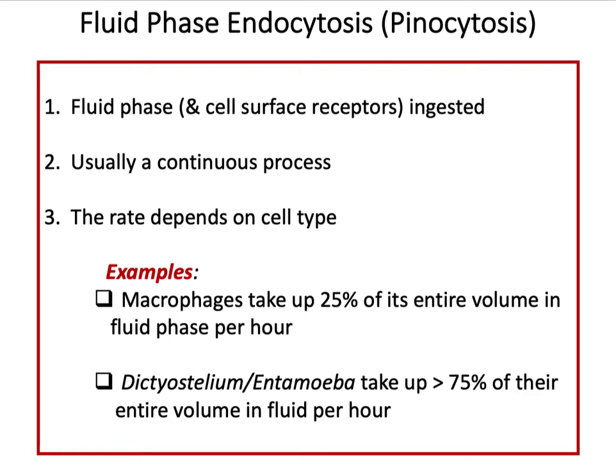The rate depends on the cell type. For example, a macrophage can take up about 25% of its entire volume in fluid phase per hour. But some lower eukaryotes, some lower single-cell amoeba like Dictyostelium and Entamoeba, can take up greater than 75% of their entire cell volume in fluid per hour. So lower eukaryotes are very robust pinocytic cells, and these lower eukaryotes use fluid phase endocytosis for taking up nutrients.